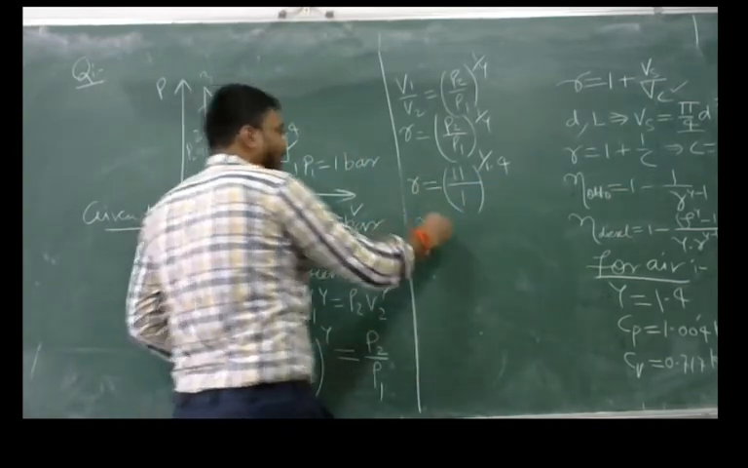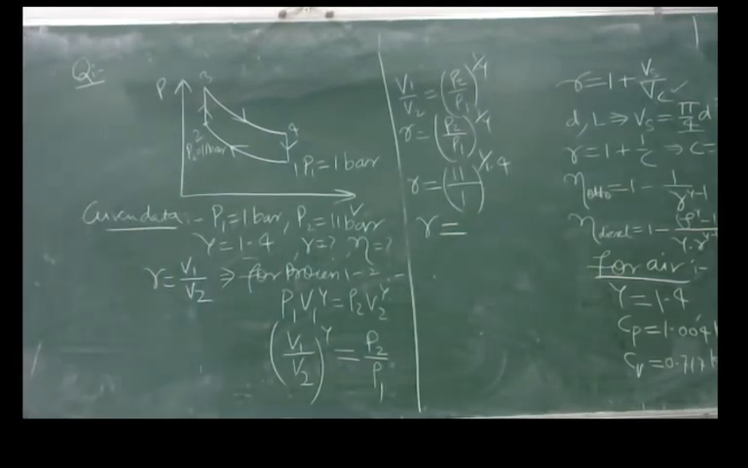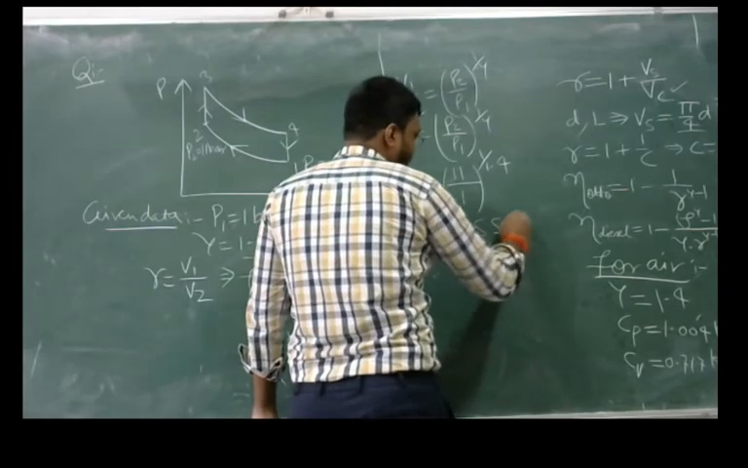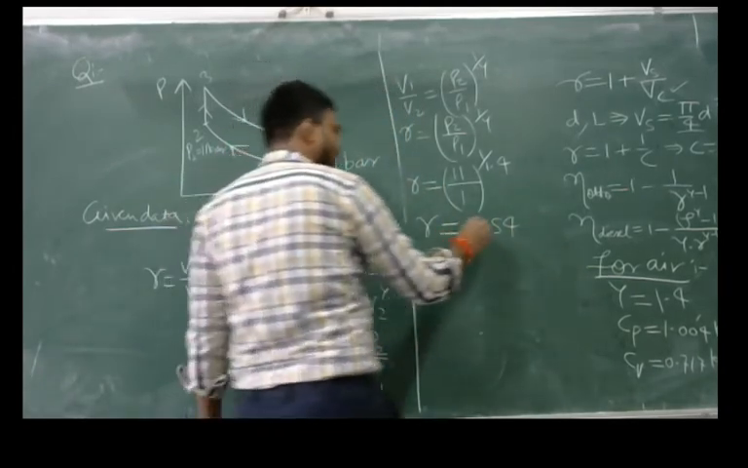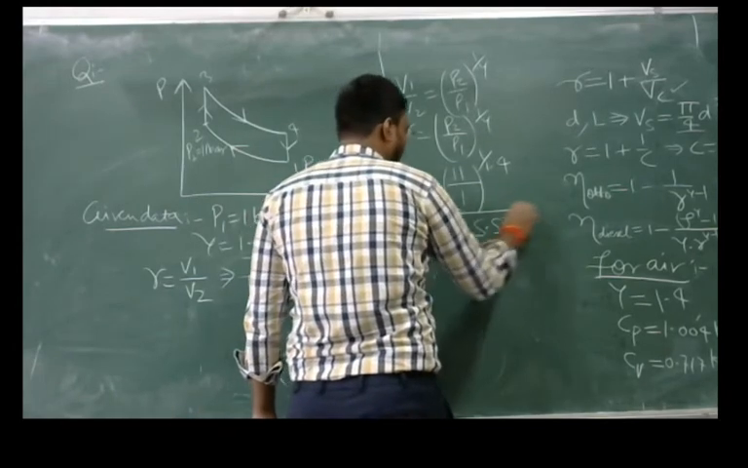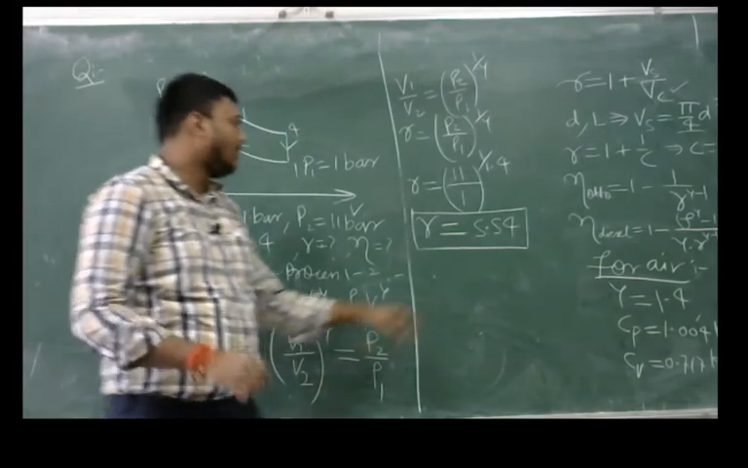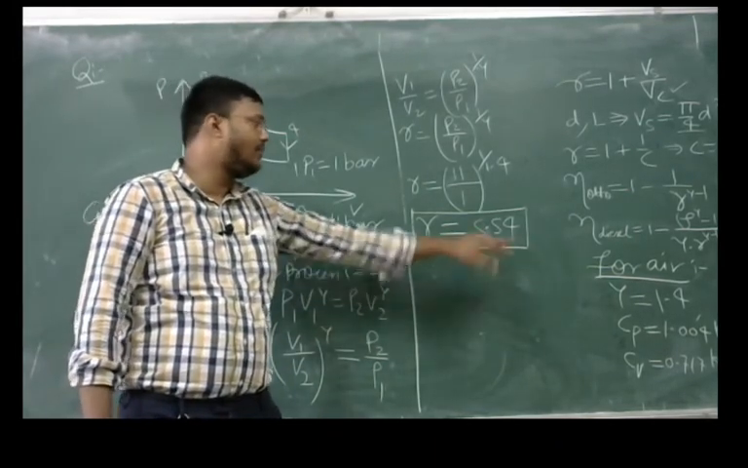Now, after calculating, you will get the value R equal to 5.54. You can check this value. R is coming equal to 5.54. Now we got the first answer. The first question asked about the compression ratio: calculate the value of compression ratio. So the compression ratio is equal to 5.54.